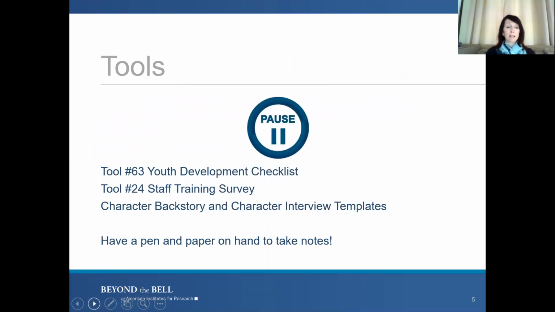Before we begin, I need you to download one tool, tool number 63, Youth Development Checklist. Tool number 24, the staff training survey, will be referred to, but we will not be reviewing it today. You can download it at your leisure. And the character backstory and character interview templates we will be referring to, but I will have them on my screen. So for today, I need you to download and print out, if possible, tool number 63, the Youth Development Checklist. If you can't print it out, that's okay, but please download it. So please press pause, and when you're ready to go, press play.